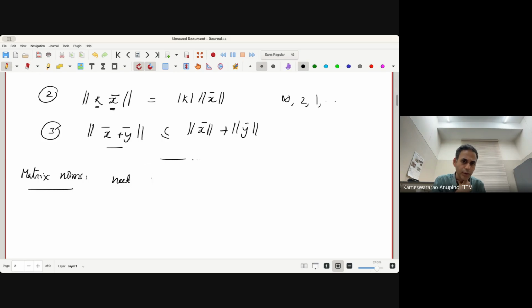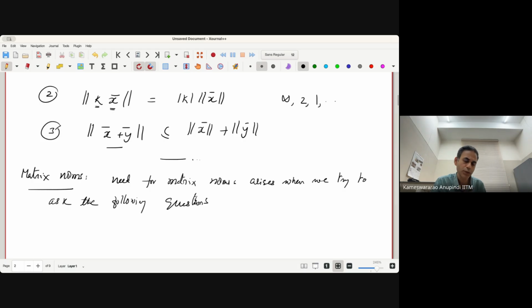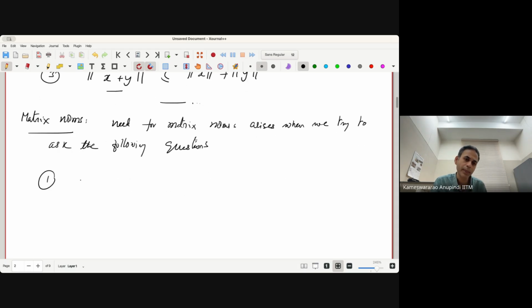when we try to ask the following questions. Okay, so what are those? Let us say we have a matrix. We wish to solve, let us say, AX equals B. Okay, that is what we wish to solve.